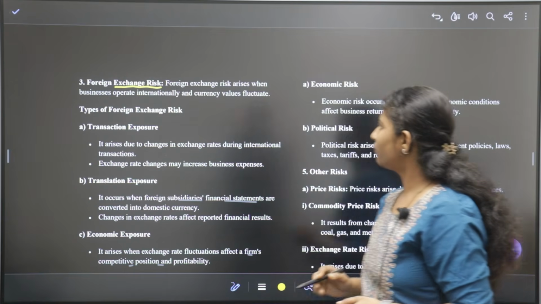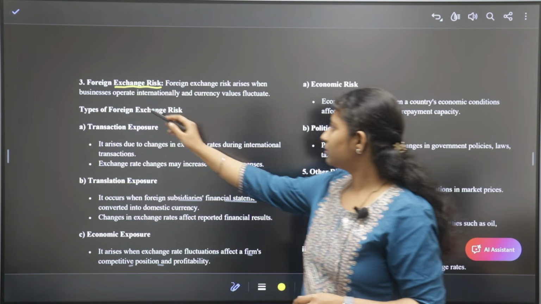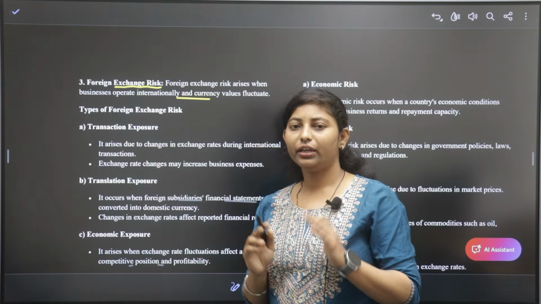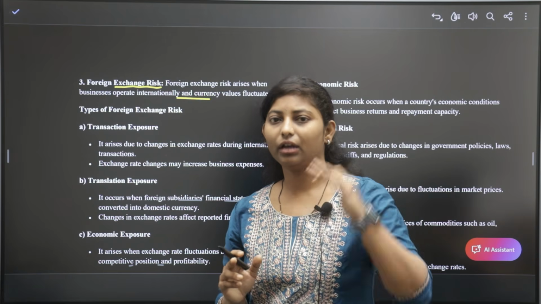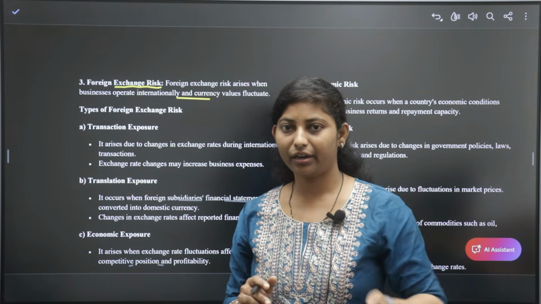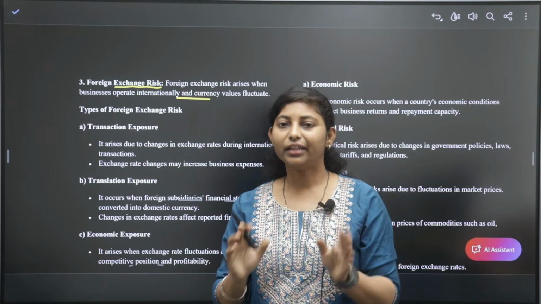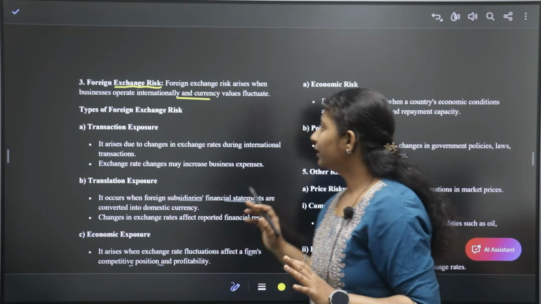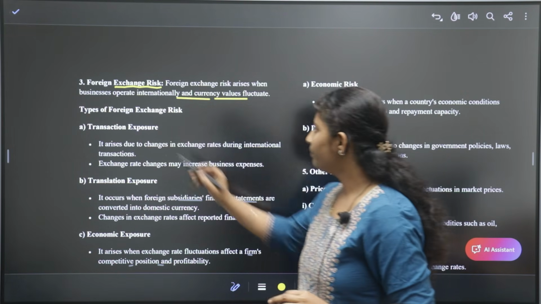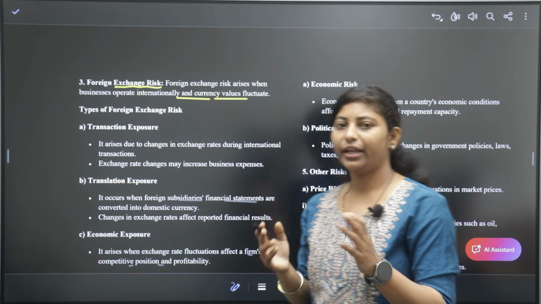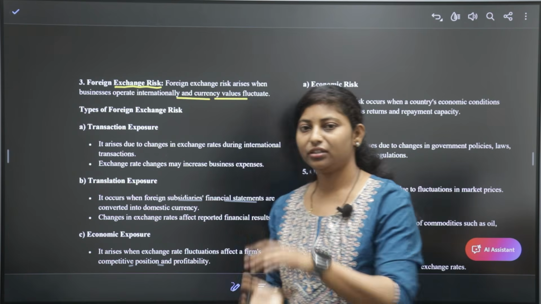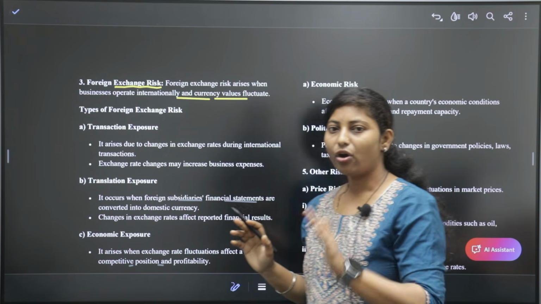Foreign exchange risk arises when a business operates internationally and currency values fluctuate. So foreign exchange risk occurs when you are dealing with other foreign countries, doing business internationally, exchanging between one country and another. When currency values fluctuate, you face foreign exchange risk. You are trading internationally, buying and selling from one country to another, and there will be changes in the values. That is what we call foreign exchange risk.